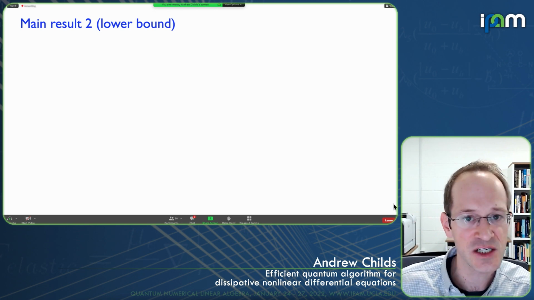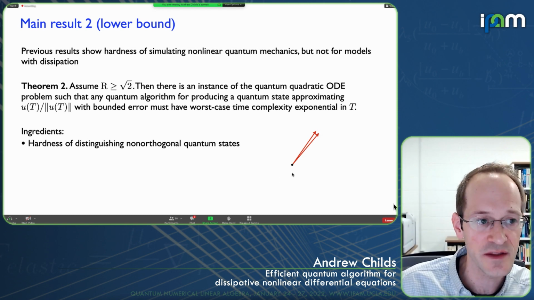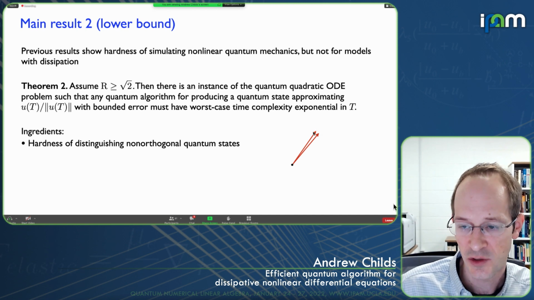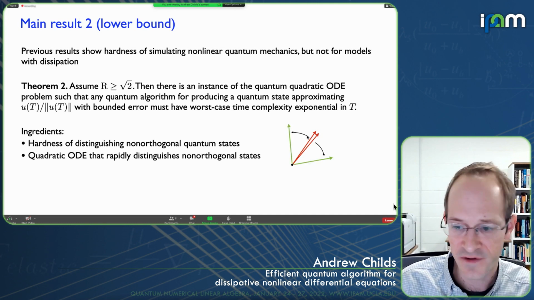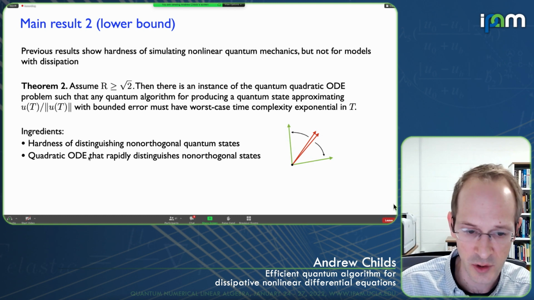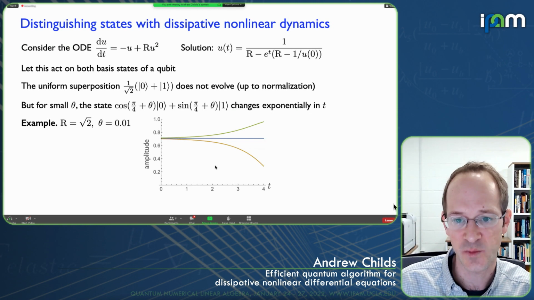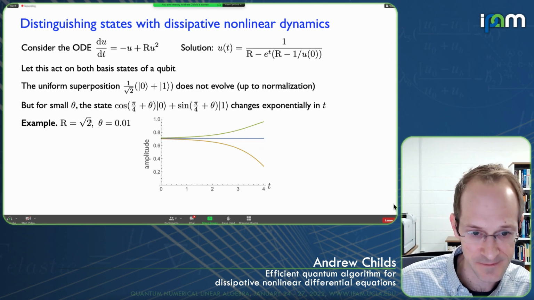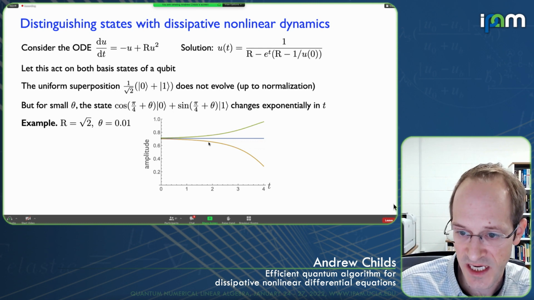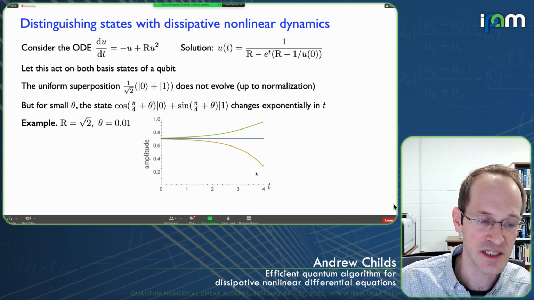And the way that we're able to show this is actually quite similar to the way you can show the hardness of nonlinear quantum mechanics, specifically because you can use nonlinear dynamics to rapidly distinguish non-orthogonal states, right? We know that in quantum mechanics, it should be very hard to distinguish quantum states that are very close to each other. And you can show that a quadratic ordinary differential equation, at least as long as R is big enough, can be used to rapidly distinguish non-orthogonal states. I won't go through the details, but here's an example of how, using some simple nonlinear dynamics, using a value of R that's, let's say, the square root of 2, you can have trajectories that exponentially diverge from each other. And thus, in a short amount of time, you can distinguish these quantum states that should be hard to distinguish.